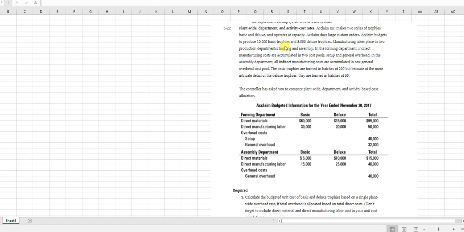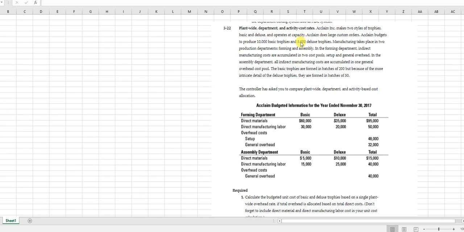This is all about overhead allocation, and whenever we're dealing with allocation of anything, we're talking about ratios. So let's talk about these. I've kind of copied these for Excel. I may jump over to the solution in just a little bit, but anyway, Excel is a great place to do allocation of anything. So we have two styles of trophies, basic and deluxe, and we operate at capacity.